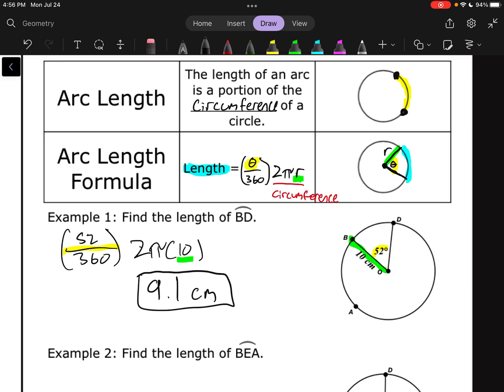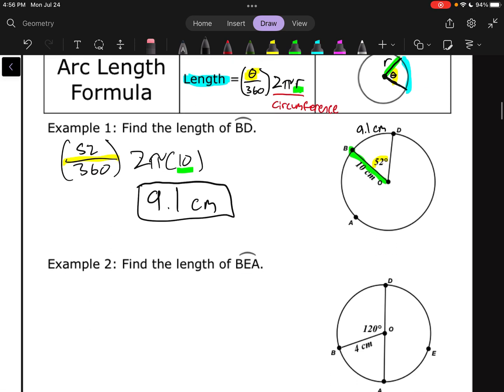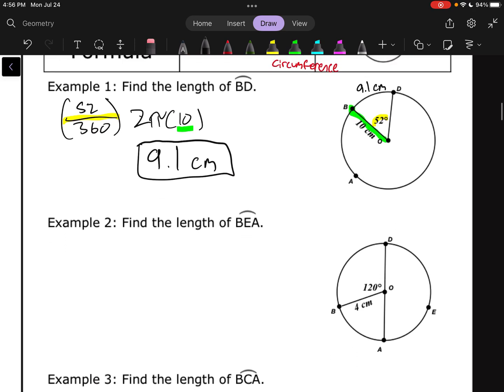Remember, this is not degrees. It's 9.1 centimeters. We know that that arc would be 52 degrees. Arc BEA this time. Okay. So I know my formula is going to look like this. How many degrees does arc BEA take up? Let's find out. B to E to A goes that way. Okay, so how many degrees would that be?